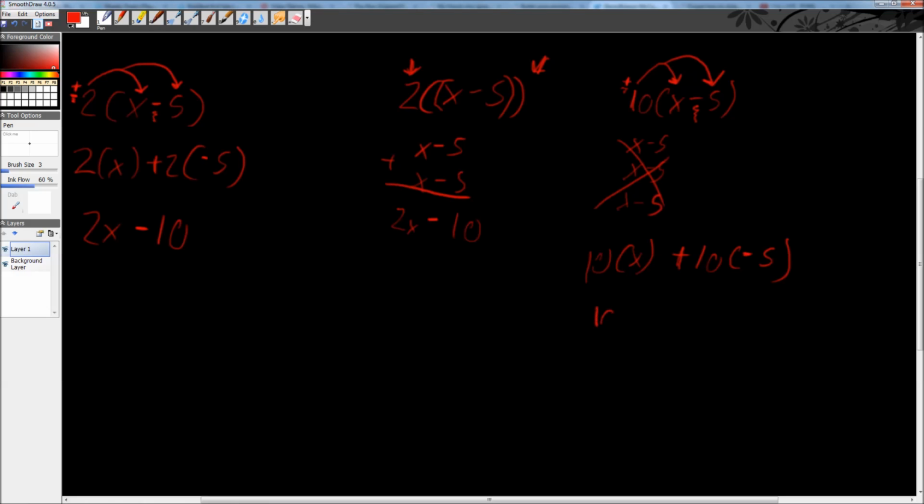10 times x is 10x plus, a positive times a negative is a negative. So a positive 10 times a negative 5 will give us negative 50. So that's the answer for our example.